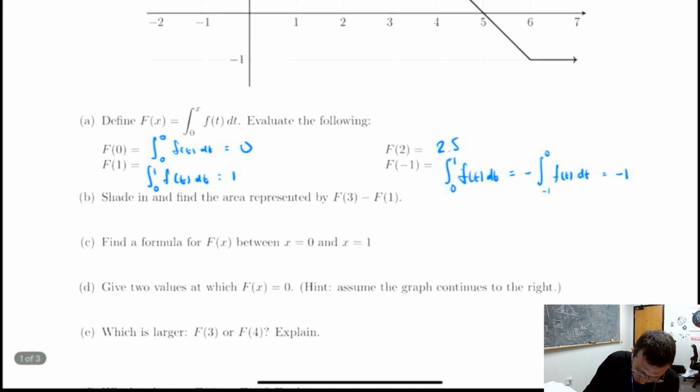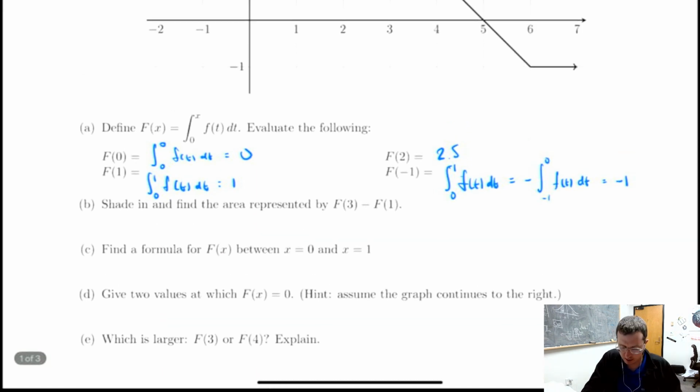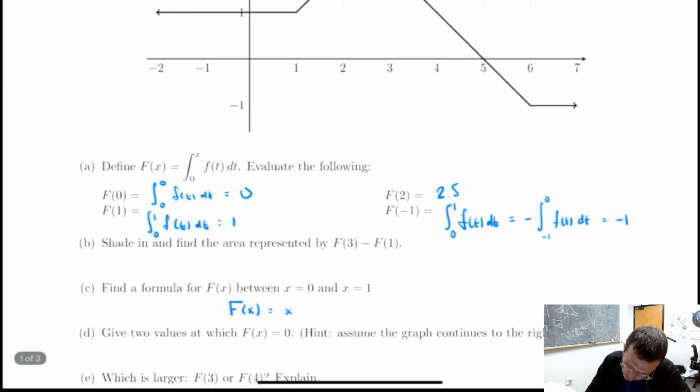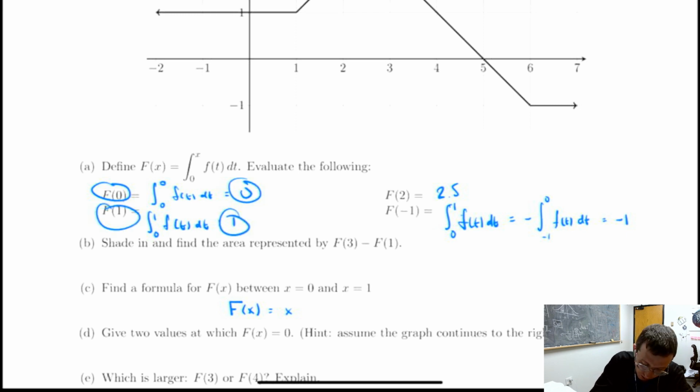Find a formula for capital F of x between x equals 0 and x equals 1. Well, the formula is just capital F of x equals x. How do I know that? Well, when I plug in 0, I'm supposed to get 0. And when I plug in 1, I'm supposed to get 1. This formula certainly does that.